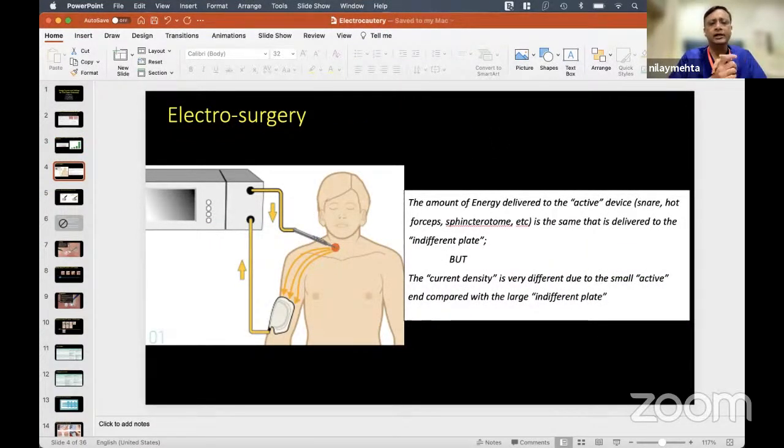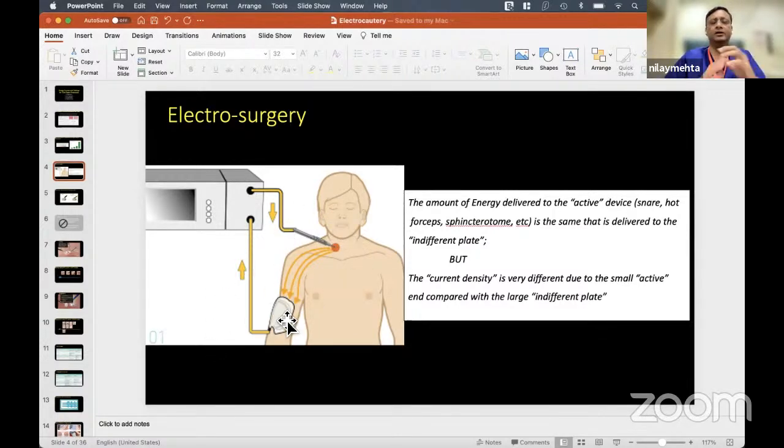We also know that in electrical surgery, we use something through the endoscope, but we have a patient plate. And this is to complete the circuit. And remember, at every stage, the current is the same, but where the instrument is, the point which touches the tissue is small, therefore the current density is higher.